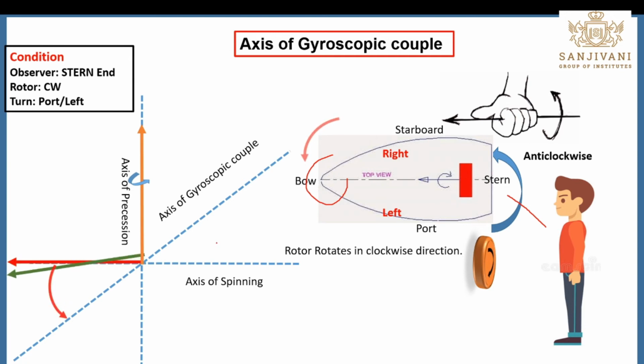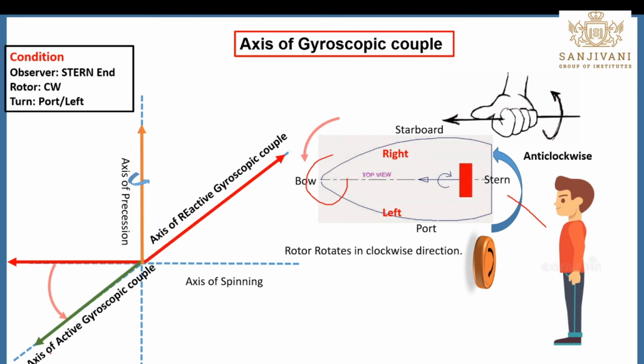When it approaches the third axis, this is the axis of gyroscopic couple, and we get the axis of active gyroscopic couple. But we are interested in the reactive gyroscopic couple, which is the reaction by the ship for this gyroscopic couple. Again you have to orient your thumb along the direction of this reactive gyroscopic couple and concentrate on the direction of your fingers. The direction of the fingers shows the clockwise direction again.